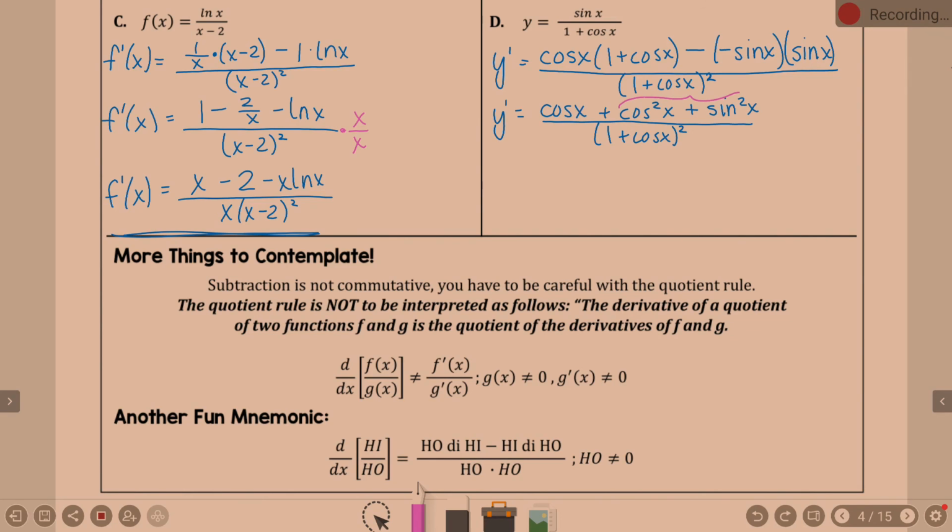Well, yeah. What do you know about cosine squared plus sine squared x? Equals 1, right? That's crazy. One of our Pythagorean identities. That's some good stuff. It keeps coming back, guys.